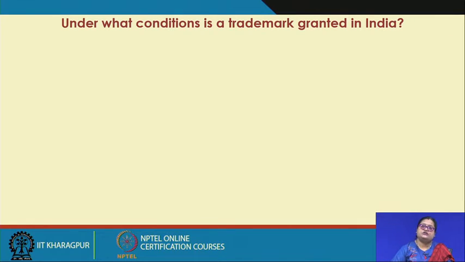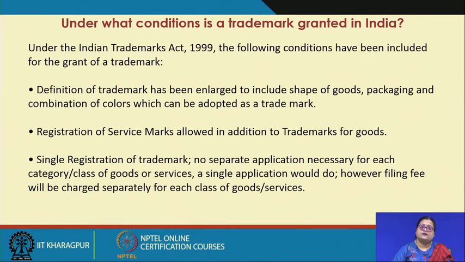Next, we will discuss under what conditions a trademark is granted in India. Under the Indian Trademarks Act of 1999, the following conditions have been included for the grant of a trademark. The definition of a trademark has been enlarged to include shape of goods, packaging and combination of colors which can be adopted as a trademark. Registration of service marks is allowed in addition to trademarks for goods. Single registration of trademarks: no separate application is necessary for each category or class of goods or services. A single application would do. So, we understand there is less hassle of paperwork or providing relevant documents. However, the filing fee will be charged separately for each class of goods or services.